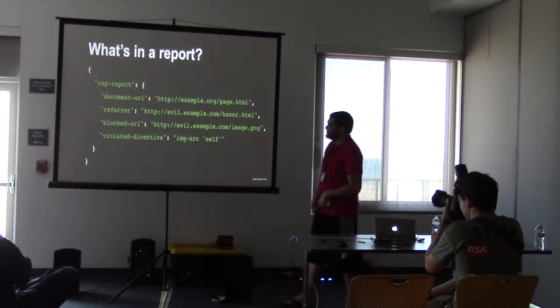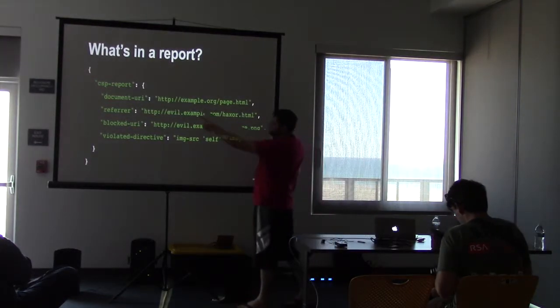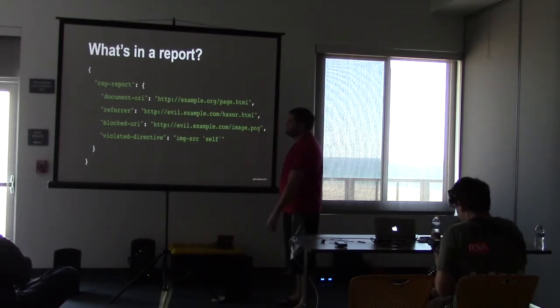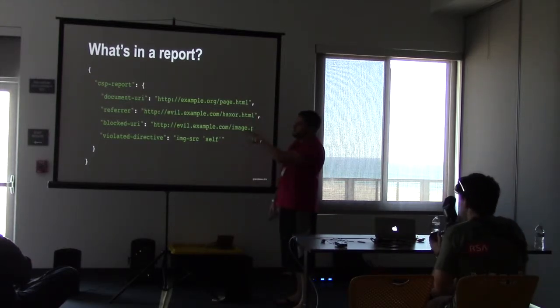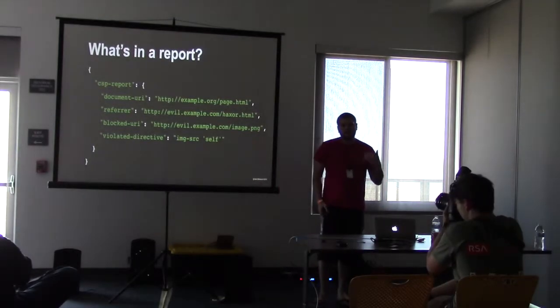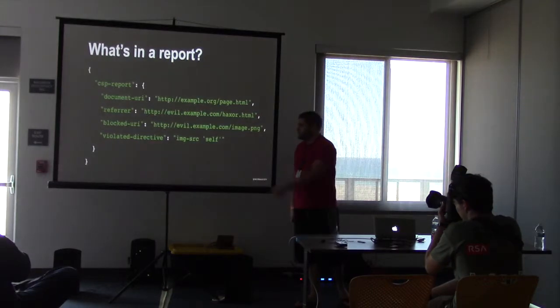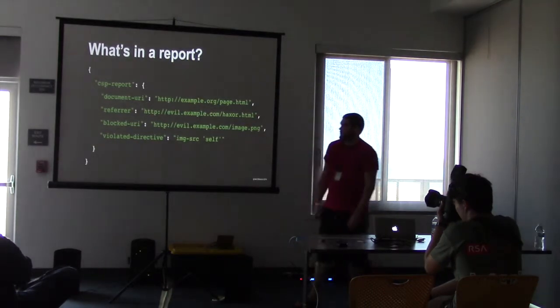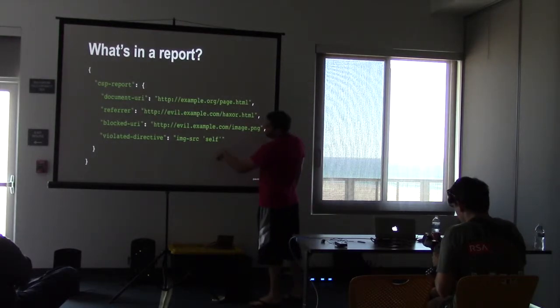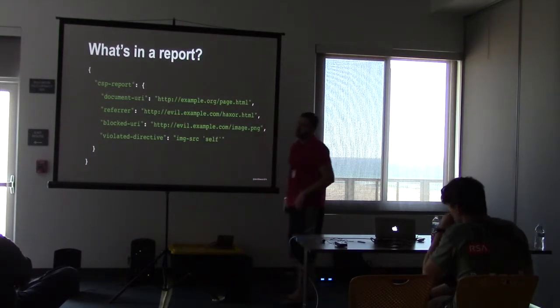This is a CSP report. It's a JSON block. Document URI: where was I when this violation was generated? What page am I on? Referrer, you know what that is, spelled correctly, by the way. Blocked URI: what did I try to do that was not allowed? I tried to load an image from people.example.com. And what directive was violated? The img-src 'self'. Self is not people.example.com. There you go.